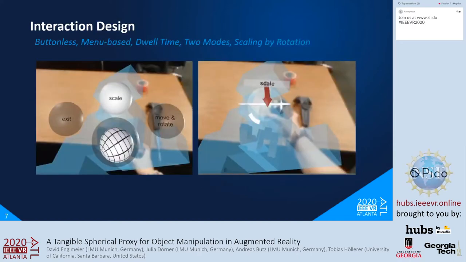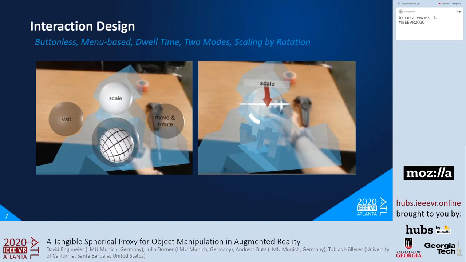Since for the tracked object we only had 6 degrees of freedom available, we relied on a mode-based approach, with one mode for translation and rotation and one mode for scaling. But this sphere can act as an embodiment in the move and rotate mode, while the modes in general can be selected with a menu that comes up when we initially touch the virtual object with the sphere, or when we have placed the object after keeping the sphere still for a second.